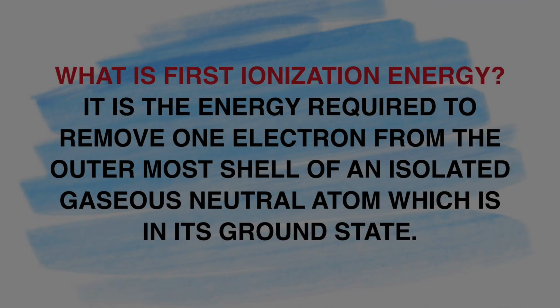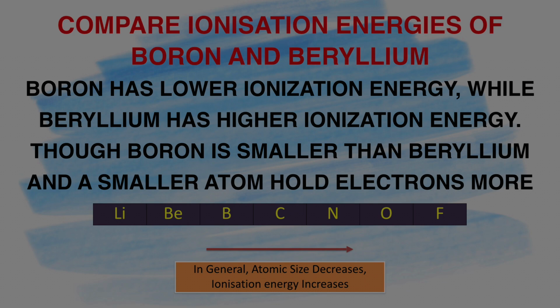Now, what do you mean by the first ionization energy? It is defined as the energy required to remove the first electron from the outermost shell of an isolated gaseous neutral atom which is in its ground state. On successive removal of the second and third electron from the same atom, we require the second and third ionization energy respectively. Now we will compare the first ionization energy values of boron and beryllium.